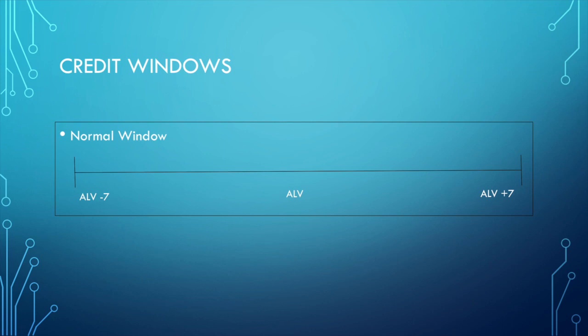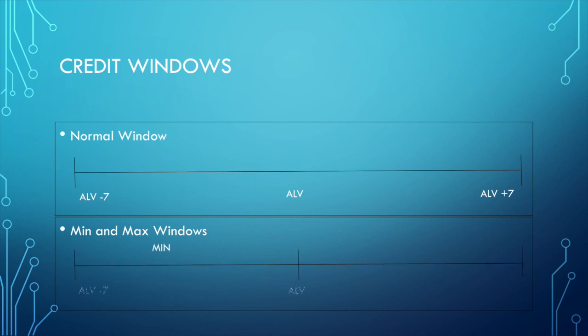Then we separate into the smaller windows, the min and max windows. The min window is defined as -7 ALV to ALV. So if ALV was 80, this would be 73 to 80. And then the max window is from ALV to ALV +7, or 80 to 87. So as we bid, if we bid the normal window and we don't bid min or max, really there's no change to how your bid is processed.